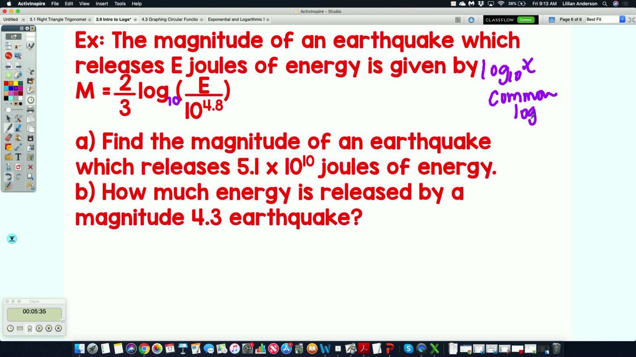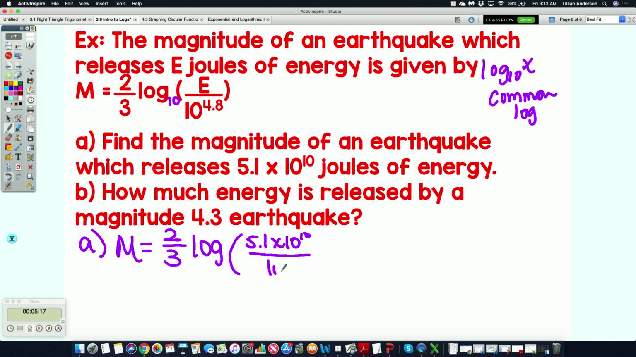Magnitude. We're looking for magnitude, which means we know what E is. E is 5.1 times 10 to the 10th. So to solve this, all we're going to do is plug that in. So that's going to be 2/3 log of 5.1 times 10 to the 10th power, all over 10 to the 4.8 power. And we will type that into our calculator to find out the magnitude of the earthquake.